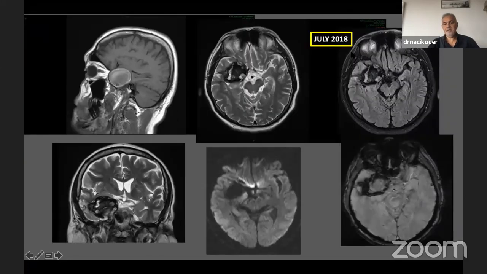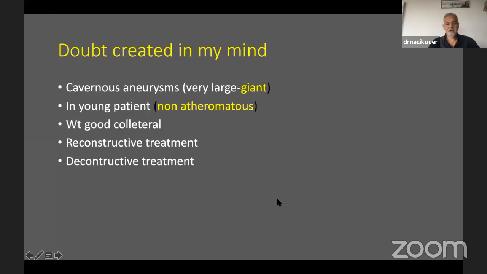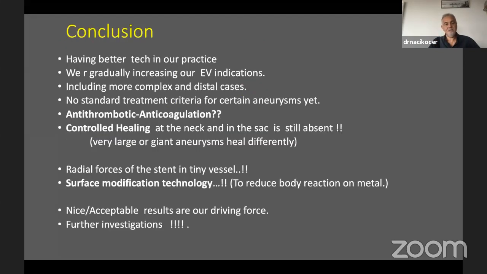And this is July 2018. We have no growth at all. So in that case, it's a typical failed telescopic flow diverter mentality. We didn't do a perfect cure because we created a mass in the temporal lobe and we couldn't eliminate the vasa vasorum. And in that case, create a duct in my mind, especially for cavernous aneurysm. And you put that cavernous aneurysm in that presenter slide. And non-atherosclerotic young patient, if you have a good collateral flow, you may think the parent arterial occlusion.